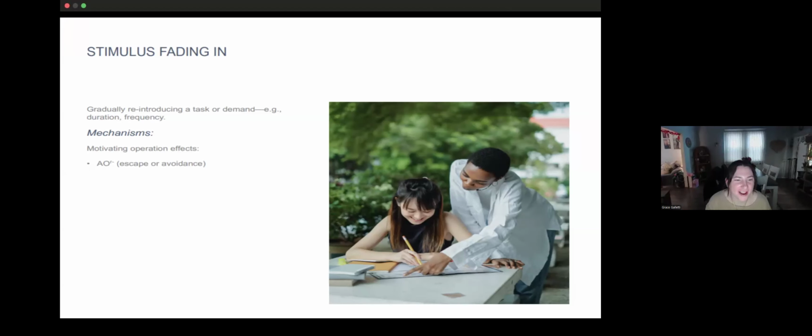One thing I think about with this is maybe you want to add this in as an antecedent strategy. Maybe your VIP is engaging in hitting to escape a task demand. Maybe you're asking them to... actually, here's a good example.